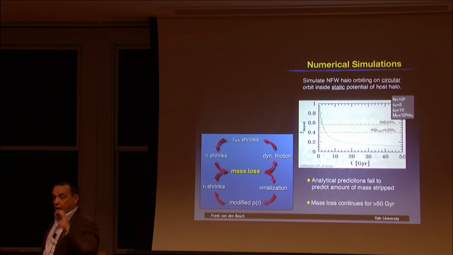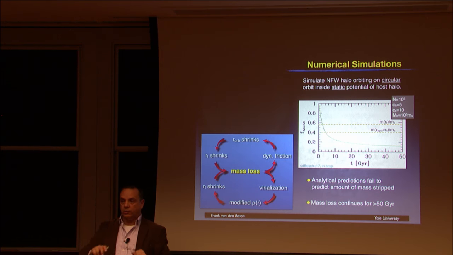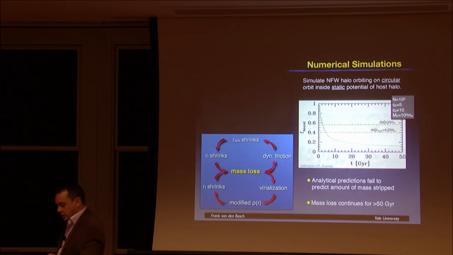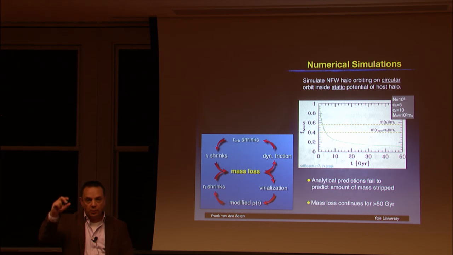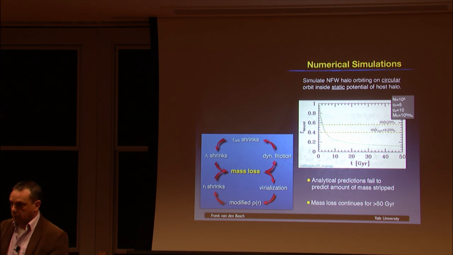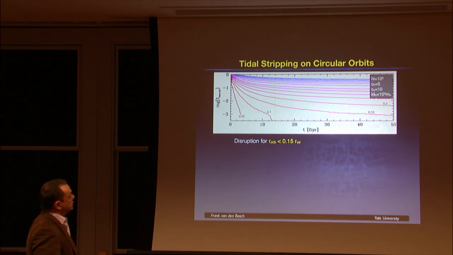And all I can do is compare a simulation to a simulation and hope that at some point I learn something. So that's what I spent the last year doing. I ran 1,200 simulations of subhalos on circular orbits only. And let me share with you what I learned from that.